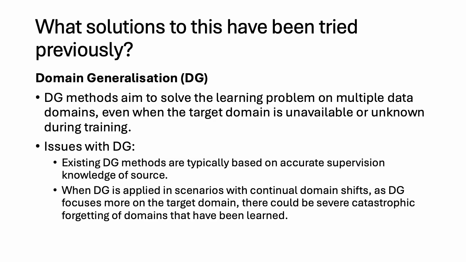The next solution is domain generalization. DG is a learning paradigm where a model is trained to generalize well to unseen domains without having access to them during training. There are also some issues with DG.